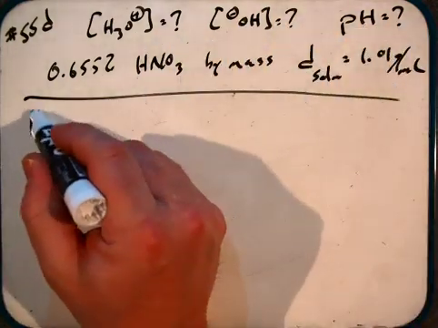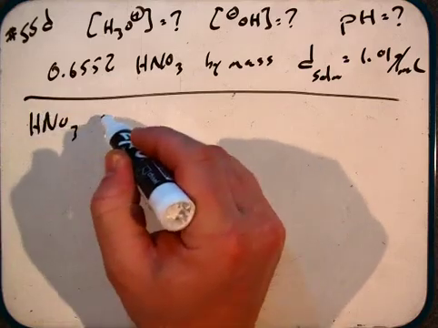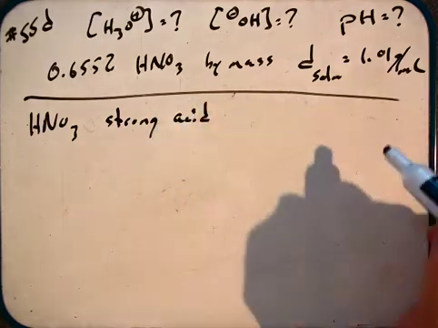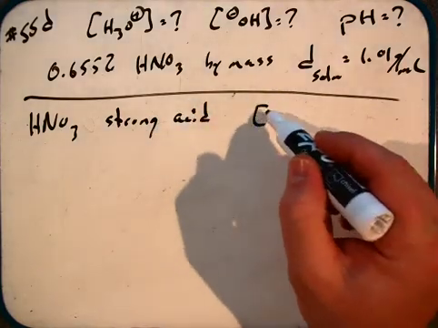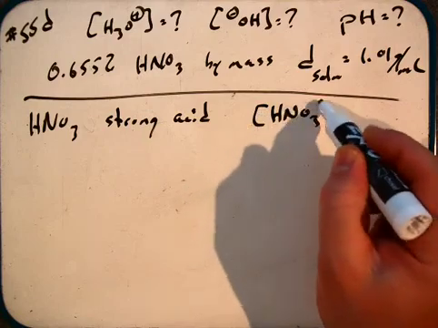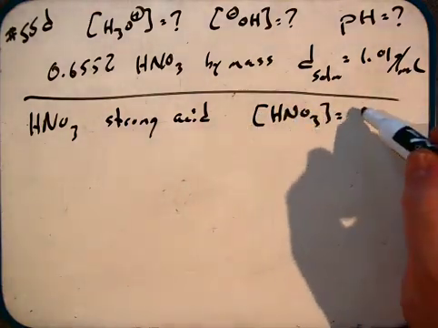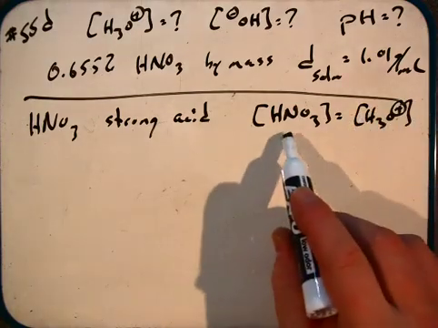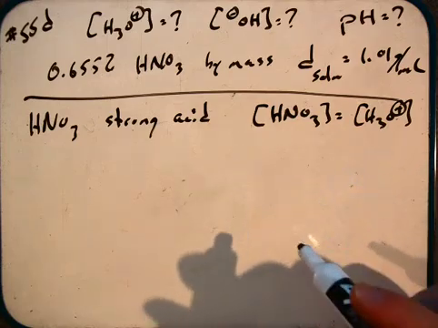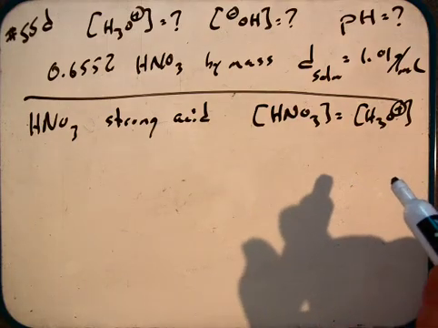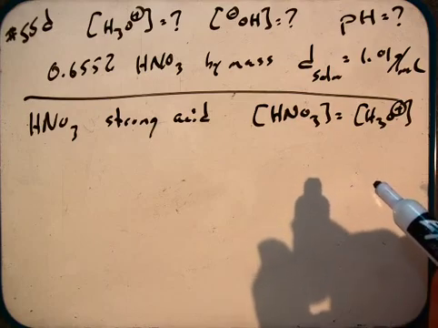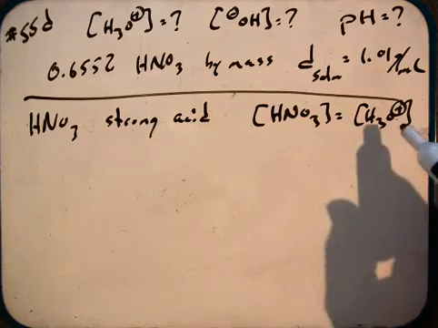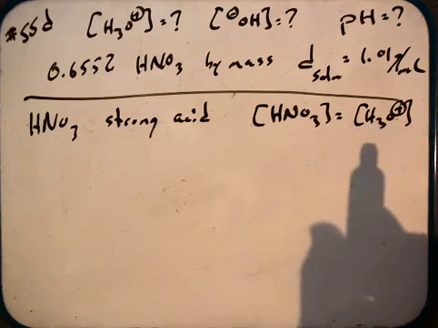So nitric acid, strong acid. So that means there's complete dissociation, meaning that the nitric acid concentration is actually equal to the hydronium ion concentration, because the molecule completely dissociates and immediately donates a proton to water. So really we just need to figure out essentially the molarity of the nitric acid, and then from that we have the concentration of the hydronium ion in solution.